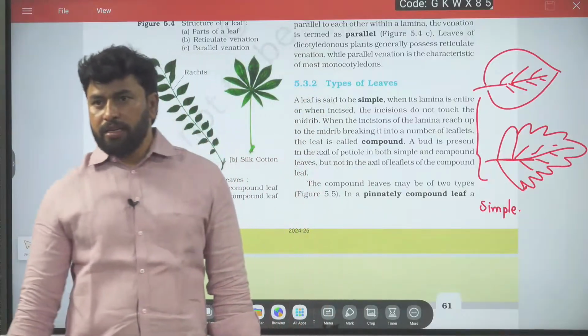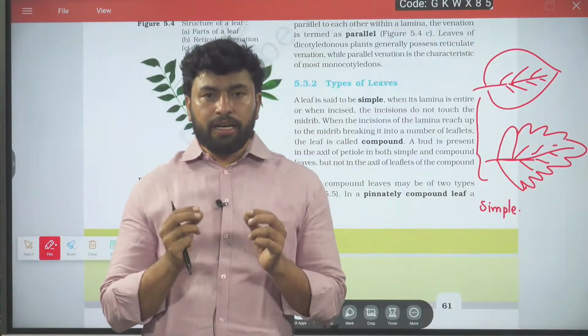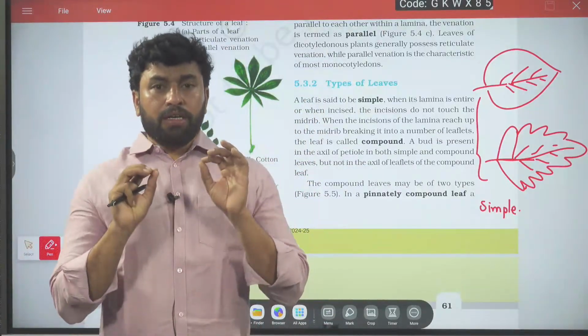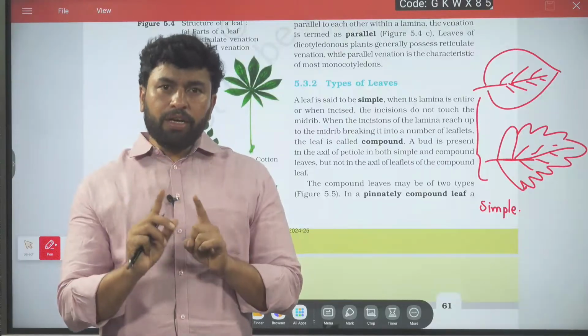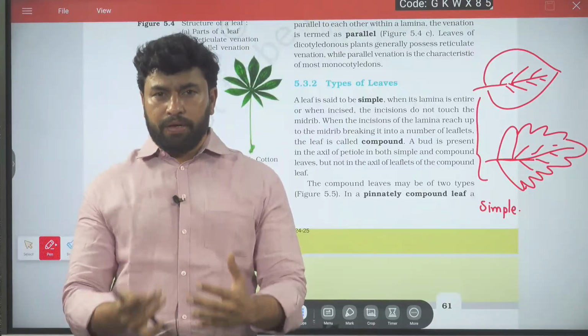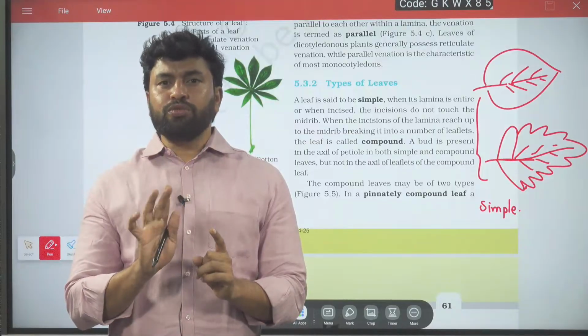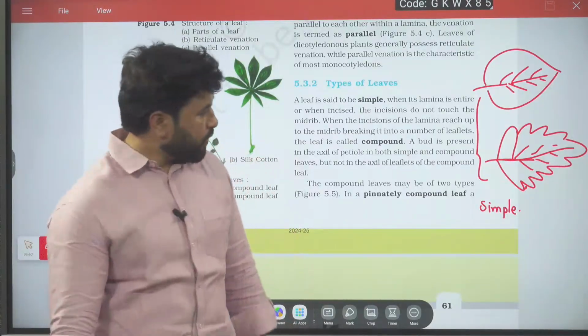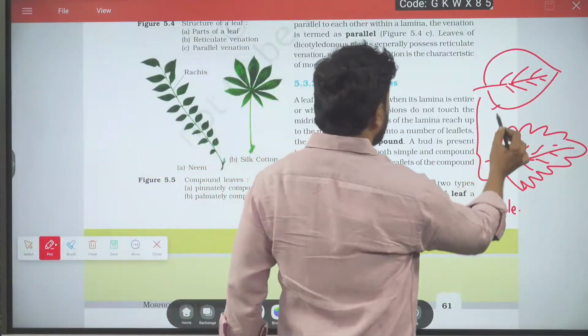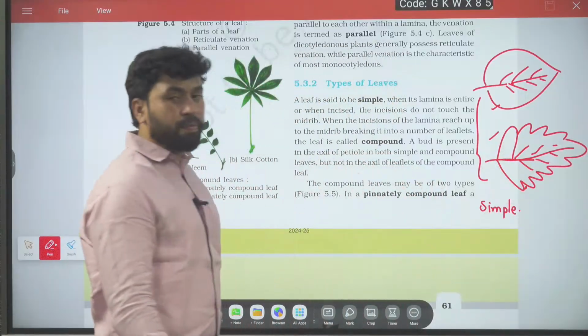Catch this idea. There has been an internal cutting developed. Even if it developed, if you want to call that leaf a simple leaf, that internal cutting should not touch the midrib. That's the rule. So if you have such a kind of leaf, that leaf is called a simple leaf.